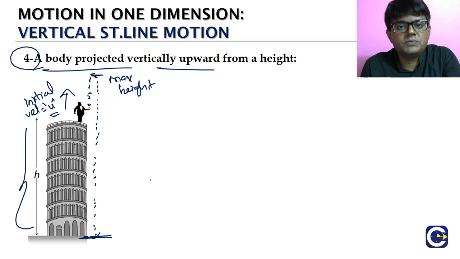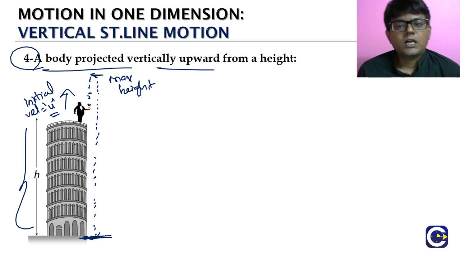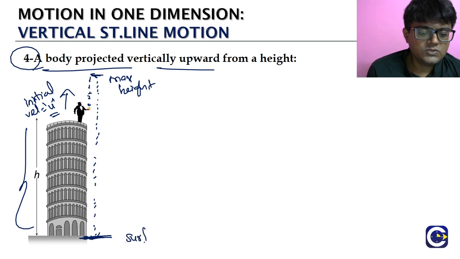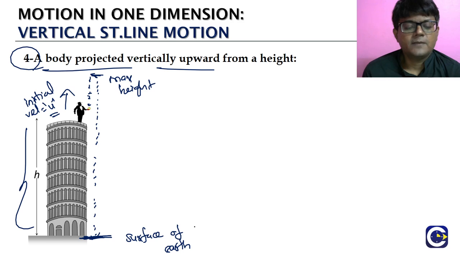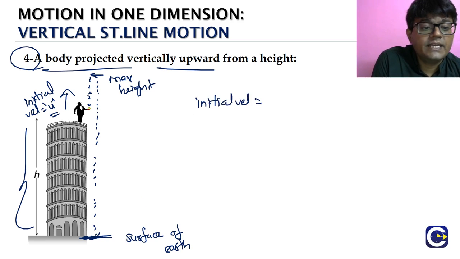So the object will go up and then it will come and finally it will be coming to the surface. So this is the final position. The surface of Earth is the final position. Okay. Now in this entire journey, we will look at the parameters. What will be the parameters? Initial velocity, because we are giving it upwards.